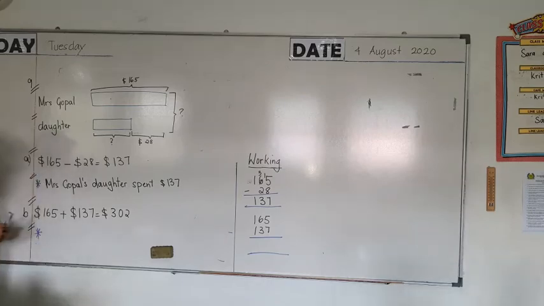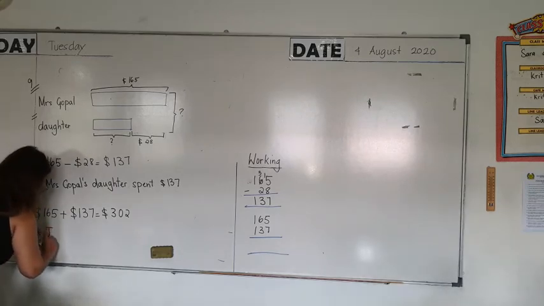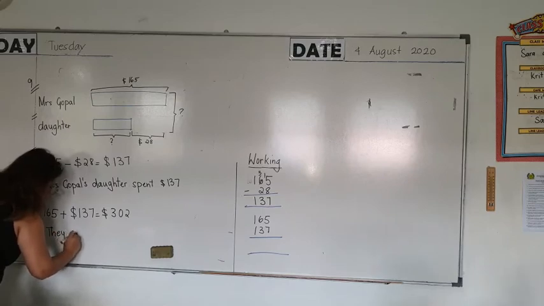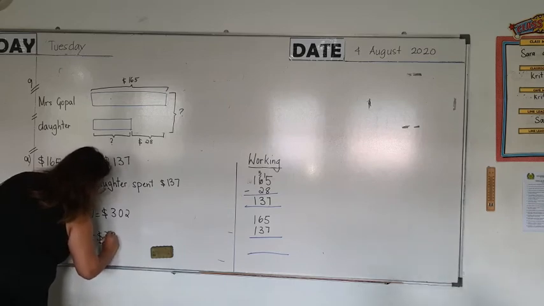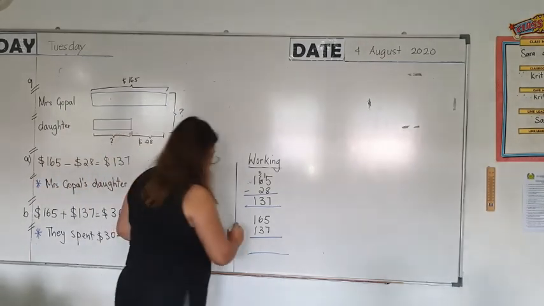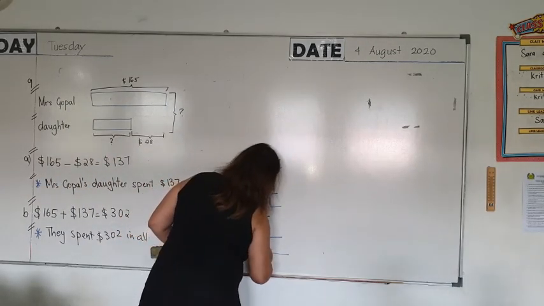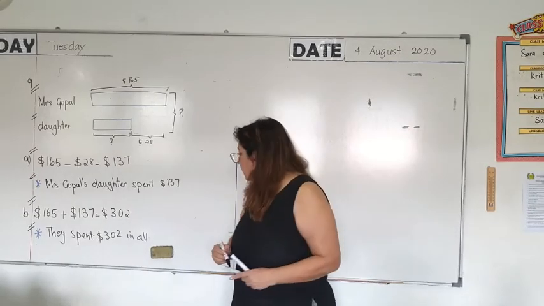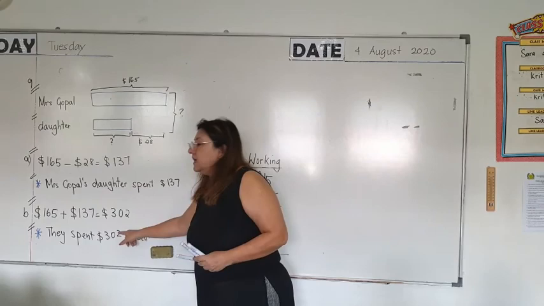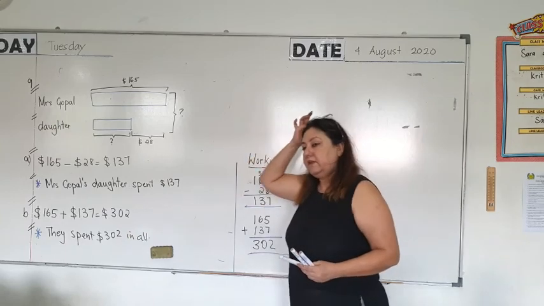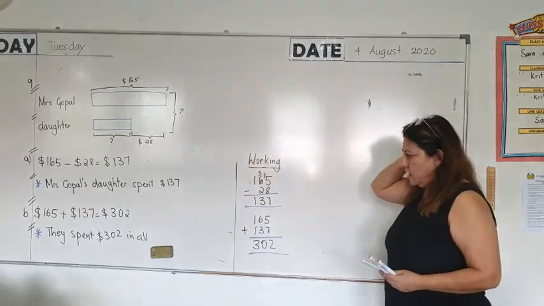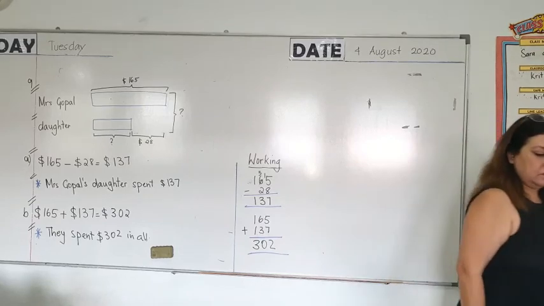Draw the star for the statement and they spent $302 in all. Alright? Okay? You must put the dollar sign. When you are using money or when you are having dollar, you must make sure you put the sign, okay? Even if you need to squeeze it a little bit, it's fine. Alright, once you're done, draw a line.